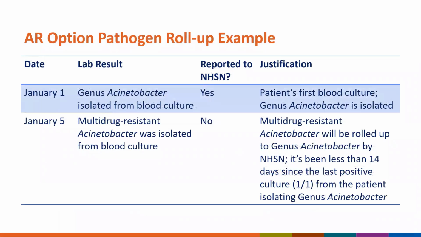Going back to our example here, for the January 1st isolate, yes, that event is reported to NHSN. That's the patient's first blood culture and genus Acinetobacter is isolated. For the January 5th isolate, that would not be reported to NHSN because multi-drug resistant Acinetobacter will be rolled up to genus Acinetobacter by NHSN. And it's been less than 14 days since the last positive culture for that patient from the blood culture that isolated genus Acinetobacter. So the January 5th would be considered a duplicate isolate and not reported.